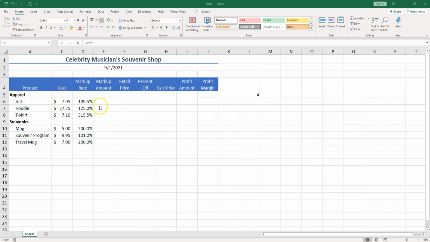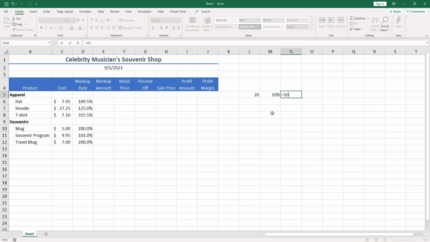So we have to figure out what's the markup amount if it's 109.5% of the cost. Now these numbers are not so easy to work with. So what if we have, for example, a product that is $20 and I'm wondering what is 10% of it. So I just type 10% and I want to create now a formula. So what's 10% of the 20? If you think about it, probably it's 2. But how can we do it?